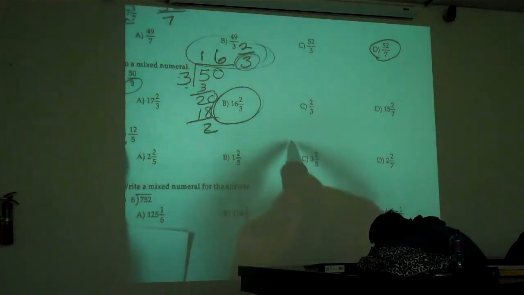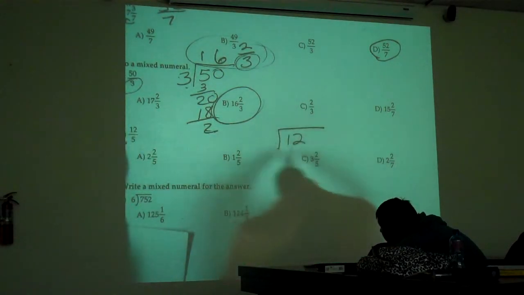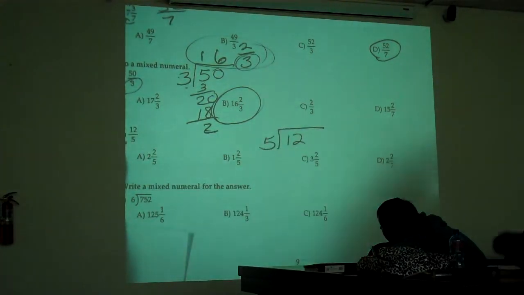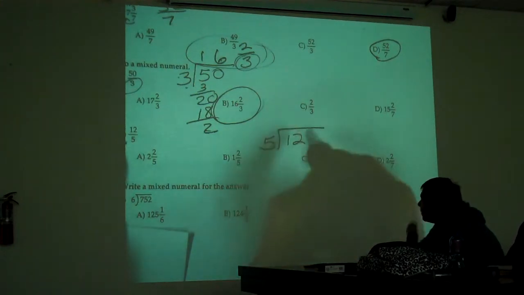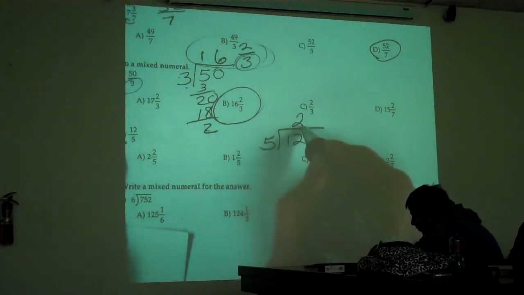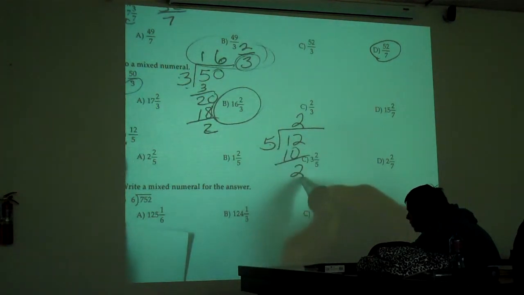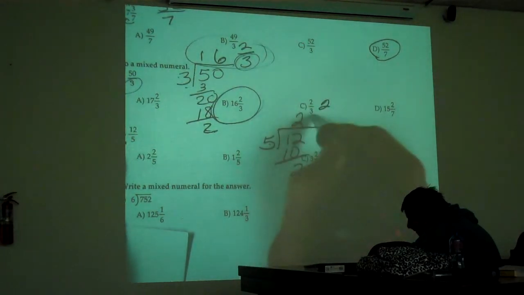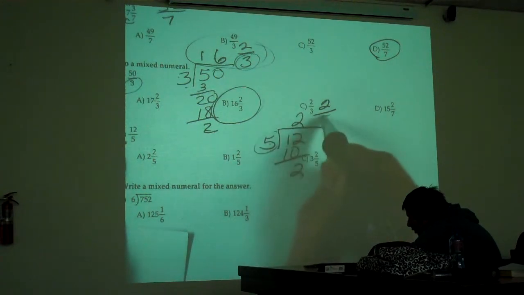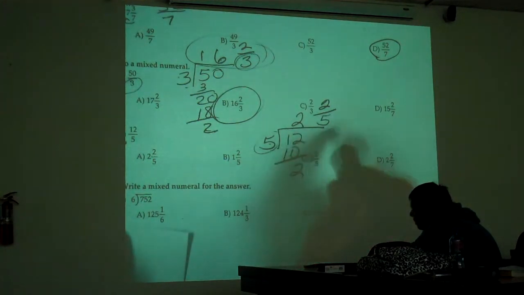Okay, 12/5. This top number goes under the division. We're dividing by 5. 12 divided by 5. 2 twice. There's 2 left over. It's 10, 2 left over. Left over goes on top, 5 is still on the bottom. 2 and 2/5.